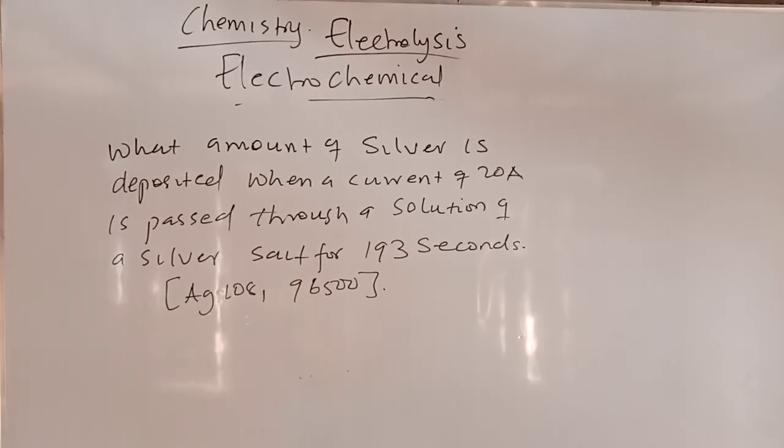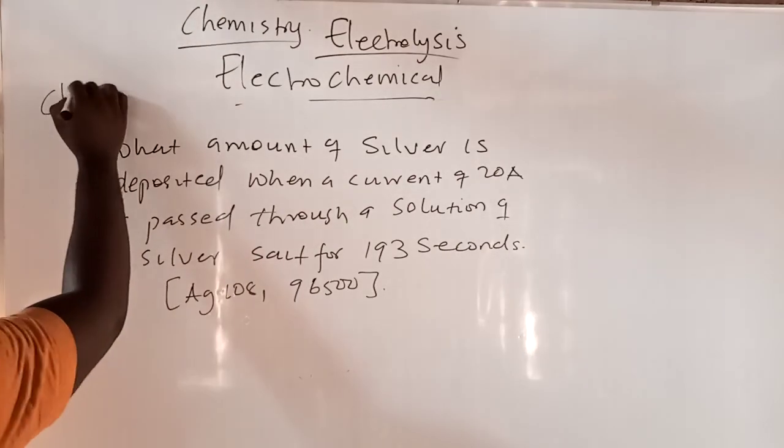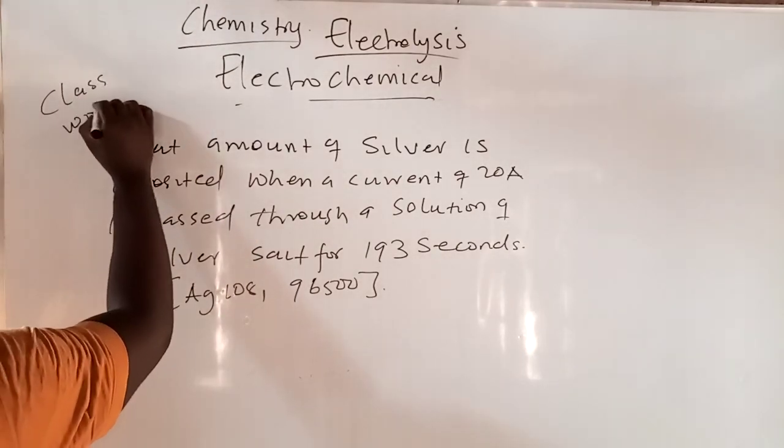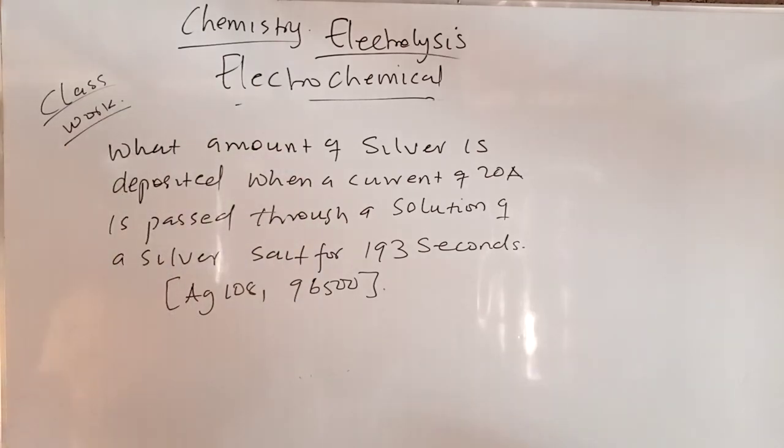And this is the last classwork. Endeavor to watch it. Drop the answer for us in the comment section. What amount of silver is deposited when a current of 2 amperes is passed through a solution of silver salt for 193 seconds? All you need to do is input your formula and the answer will flow naturally.